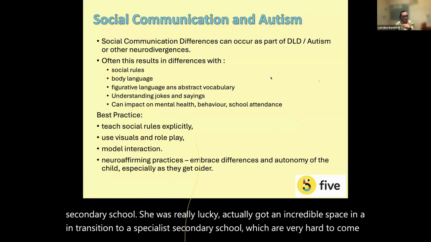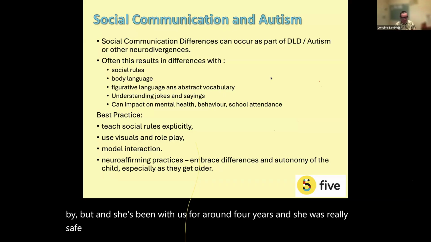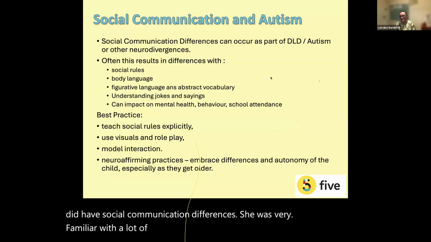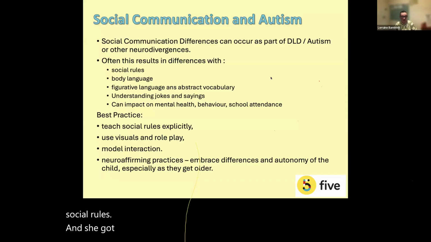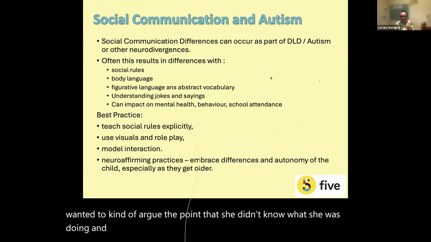And she'd been with us for around 4 years. And she was really safe in our lovely little classroom. We understood her really well, and she did have social communication differences. She was very familiar with a lot of people, shall we say, and didn't quite understand the social rules, and she got told off by our lunchtime supervisor for not being in the right place in a queue. And she thought she was being really lovely, and she wanted to kind of argue the point that she didn't know what she was doing, and she said, no, no, no, girlfriend, and then got absolutely told off for this.